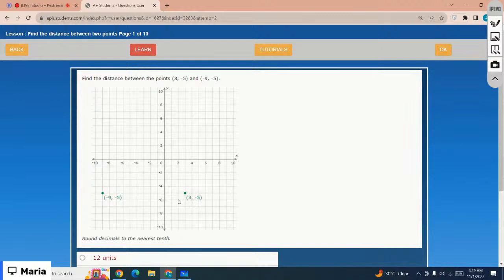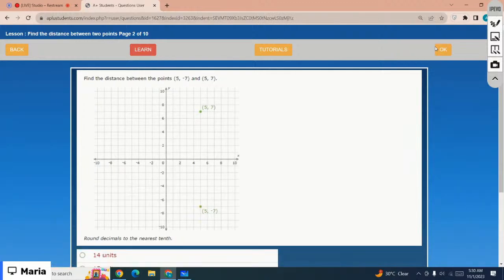So you can do 3 minus 9. You can just count the blocks. You have 3 here and 9 here. That would be 12. That means the total distance between these 2 points is 12 units. Got it? From here to here you have 3 blocks and from here to here you have 9. So 9 plus 3 is 12. So the correct option is 12. Got it?